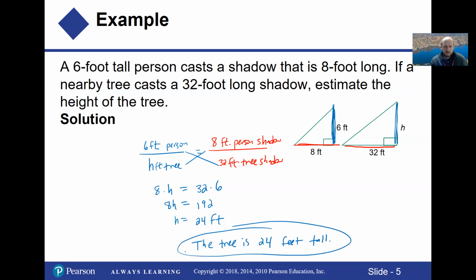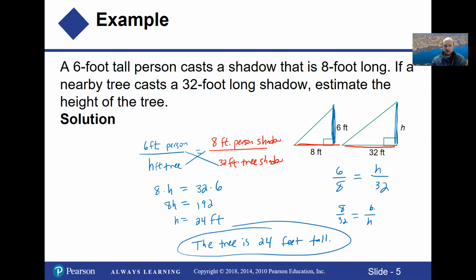Okay, and maybe you want to set it up another way. So maybe we could do this 6 over 8. A lot of people like to do that. So they leave it in the same triangle, and then they do the same triangle over here, H over 32. That would be another way to set it up. You could also kind of flip-flop these. So you could have 8 over 32 equals 6 over H.